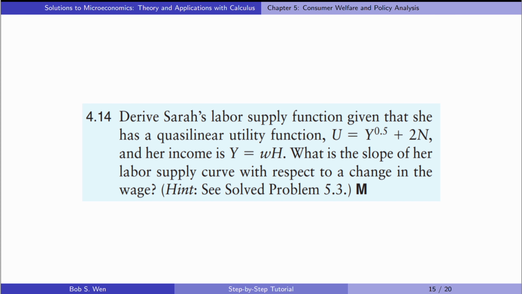Let's jump to exercise 4.14. Derive Sarah's labor supply function, given that she has a quasi-linear utility function and her income is y equals w times h. What is the slope of her labor supply curve with respect to a change in the wage?